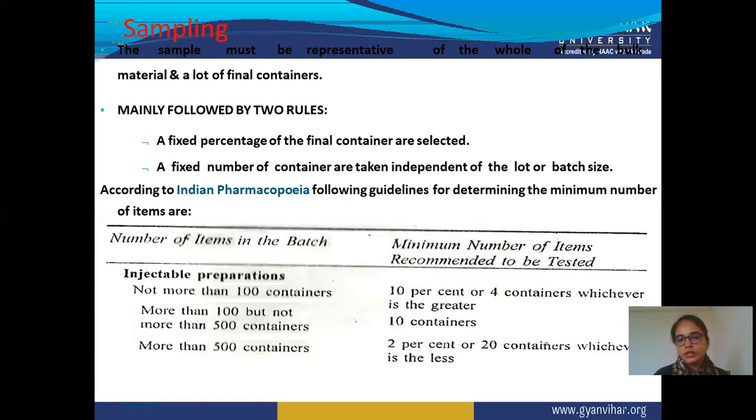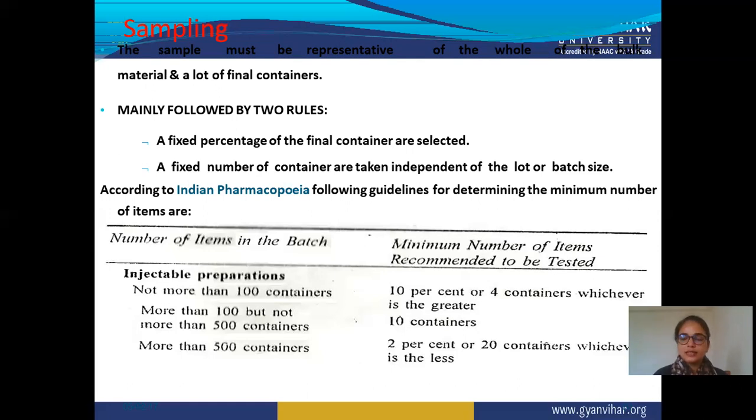In this table, the number of items in the batch means how many items or containers are present in that particular batch, and next is the minimum number of items recommended to be tested, meaning out of that batch, how many containers are taken. Suppose your batch is not more than 100 containers, you are preparing less than 100 containers for injectable preparation. Then 10% or 4 containers, whichever is greater, is required.